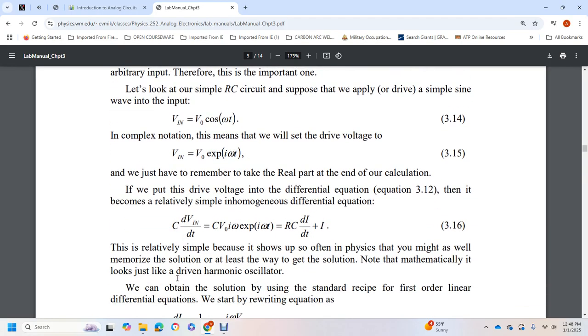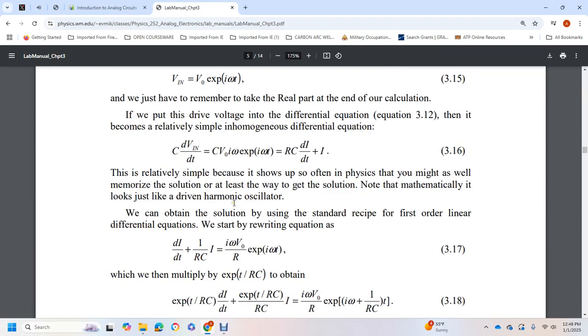If we apply the drive voltage to the differential equation, it becomes a relatively simple inhomogeneous differential equation, where the capacitance times the derivative of the voltage input over time equals the capacitance of the voltage output times the exponential of the frequency times time, equal to the resistance times capacitance times dI over dt plus I.